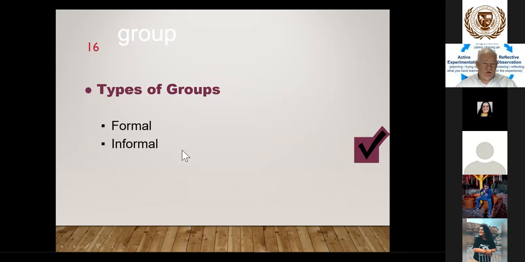So informal groups is the second type of groups. And the next type is called psychological. And these are groups that gather around an ideal, a goal, something that is less tangible and does not necessarily require being physically together. And so these are three types of general groups that are out there.